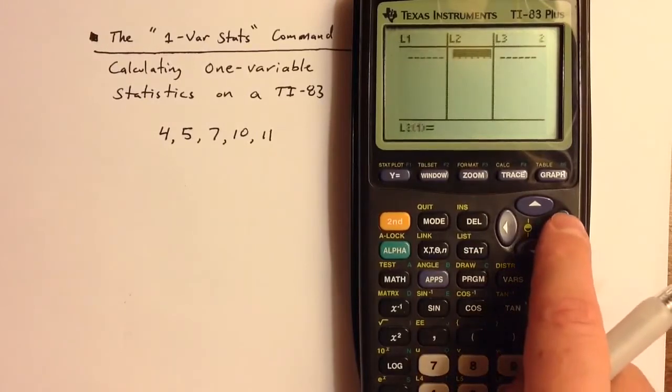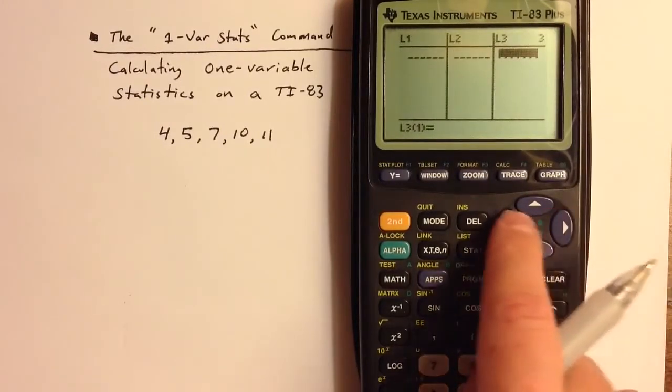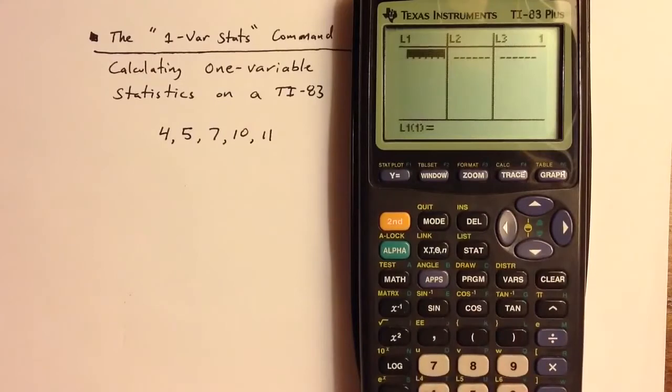So I'm going to go back to the stat key and choose edit. I could of course choose to enter the data in any of the 6 lists available, but let's use list 1. So I enter each value and hit enter.